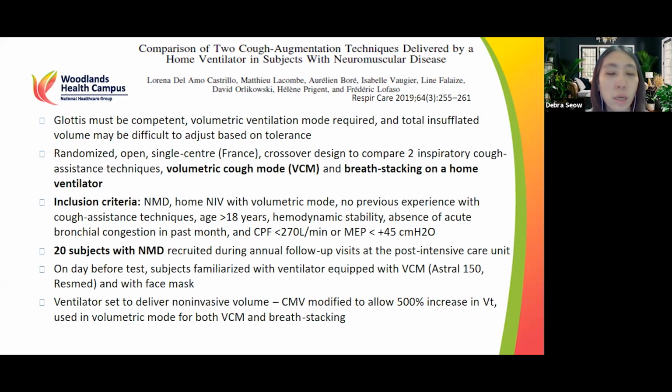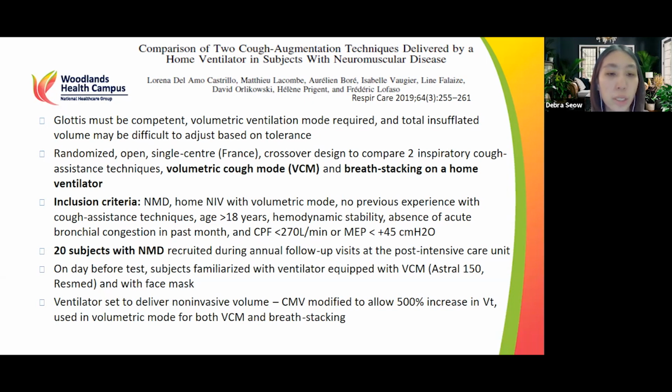So this study was a randomized open single center study. It compared 2 inspiratory cough assistance techniques: the VCM, the volumetric cough mode, as well as breath stacking on a home ventilator. Inclusion criteria were NMD, home NIV with volumetric mode, and no previous experience with cough assistance techniques; hemodynamically stable and absence of acute infection or bronchial congestion in the past month; and a CPF of less than 270 liters per minute, or MEP less than 45.